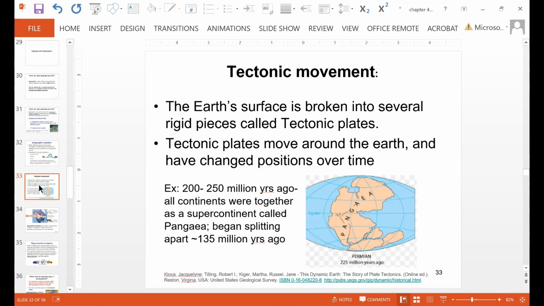Tectonic movement is that the Earth's surface is broken into several rigid pieces called tectonic plates, and these tectonic plates move around the Earth and have changed positions over time. About 200 to 250 million years ago, all of the continents were together in a supercontinent called Pangaea. And that began to split apart about 135 million years ago. So that is the main example of when all the continents were together and then they broke apart. So when they broke apart, that would have caused geographic isolation.